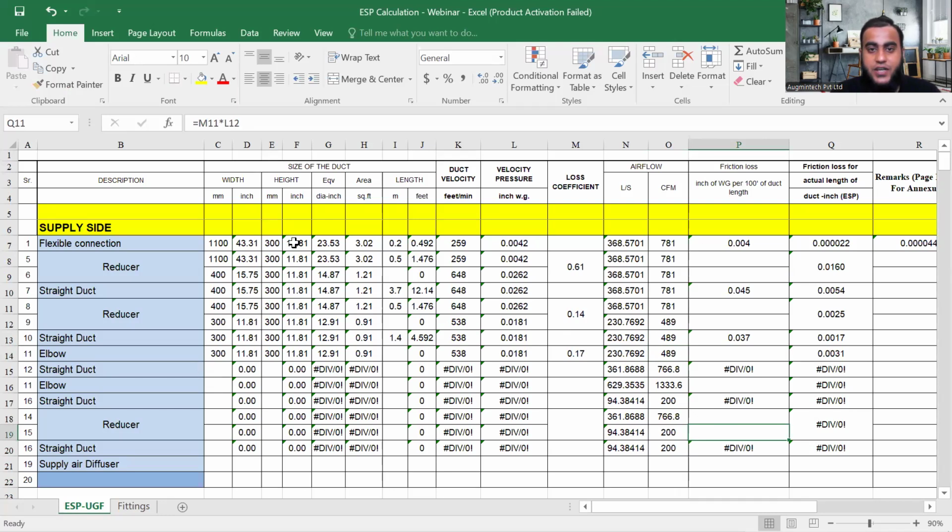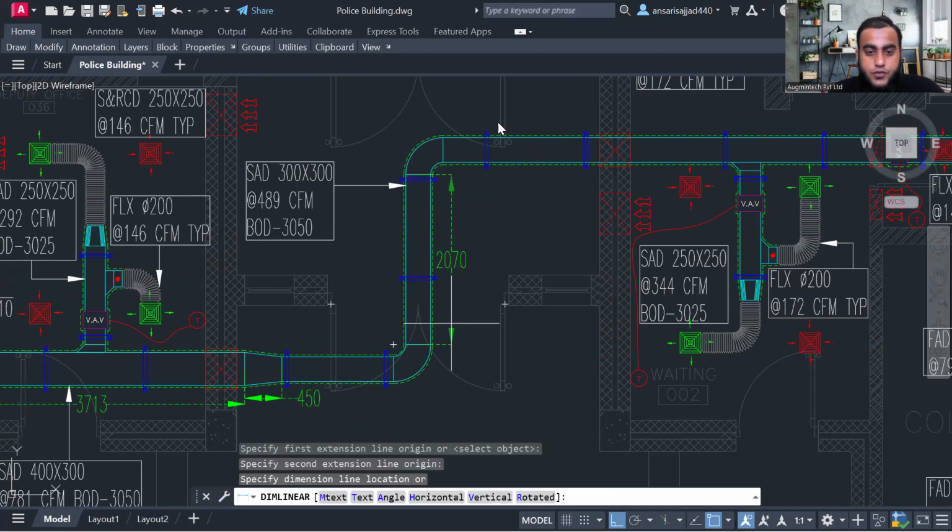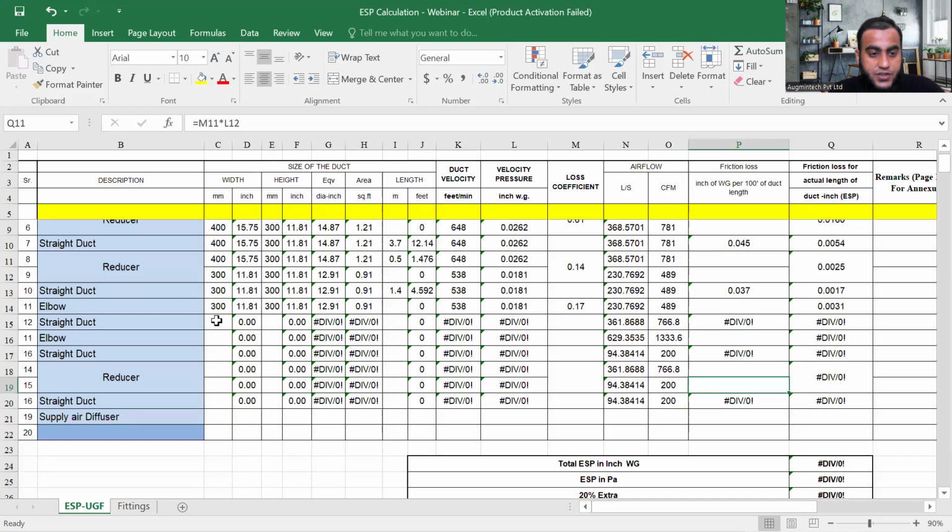Same way, again we have a straight duct. When you see our layout after this elbow, again we have a straight duct. Size is given here and the flow value is also given. Don't forget the DLI command. Length I need 2 meter. So just simple, write down straight duct 300 by 300, height also 300, and the total length is 2 meter. Flow value how much? 489, correct? I have written here 489.